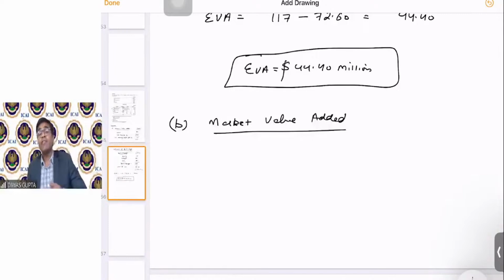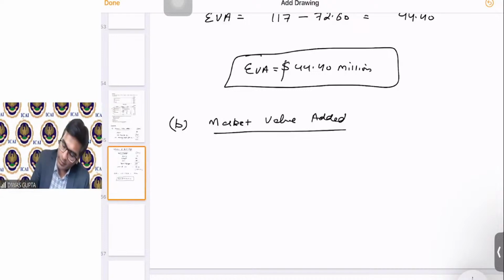So for calculating MVA, students, what we discussed today, we have to calculate the market value minus the invested amount. Correct? That will give you the incremental amount that the market is assigning to the company. Yes, Jyoti, very good. Your answers are correct.